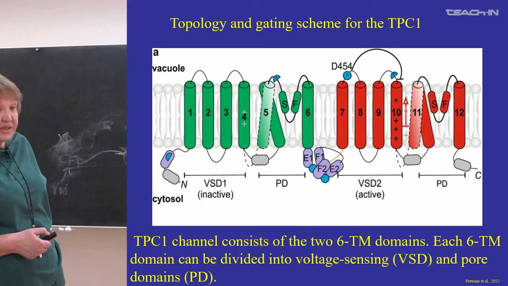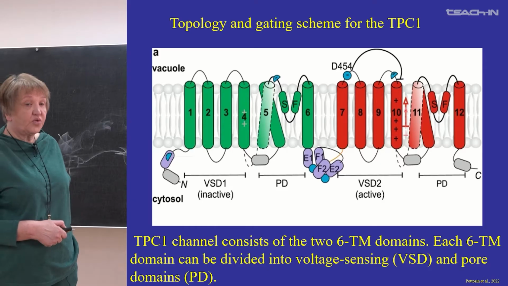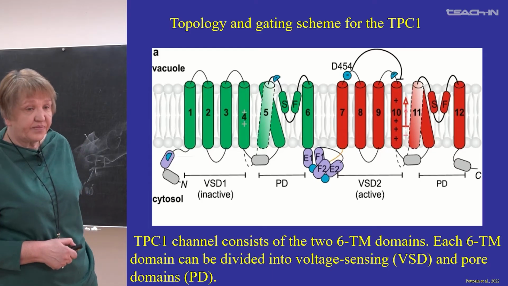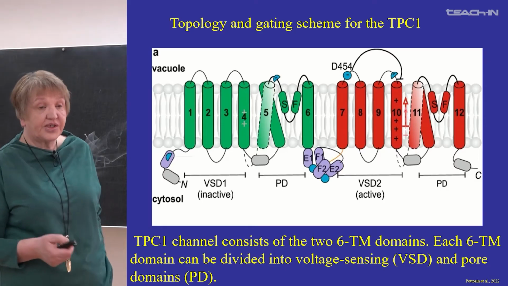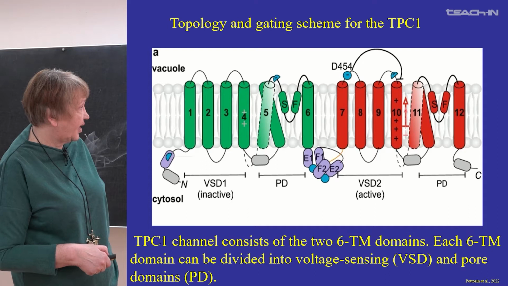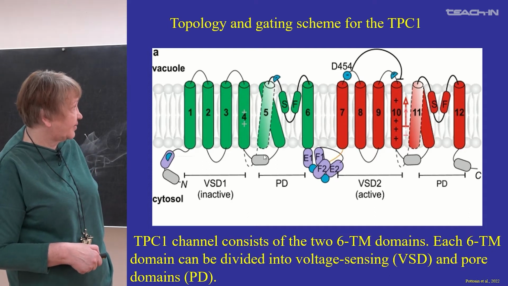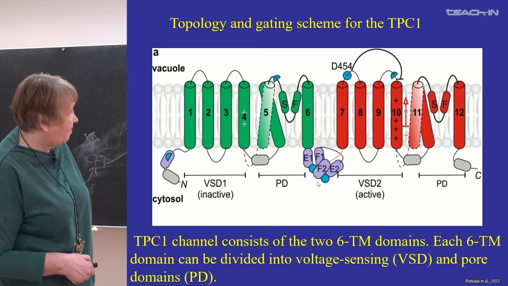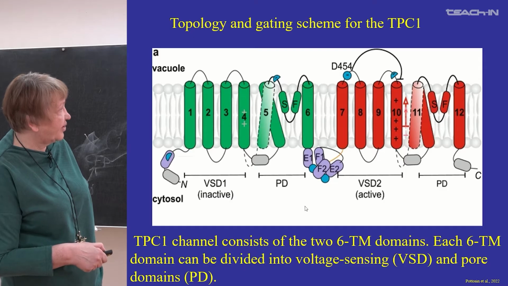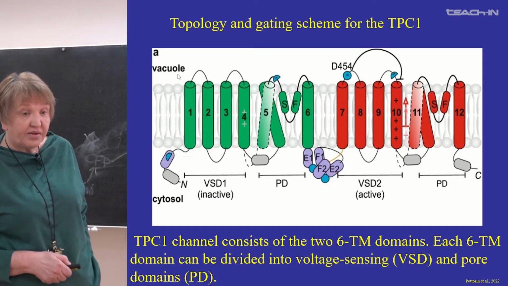It consists of two 6-transmembrane domains, and each contains voltage sensing and pore domains. And this is the EF hand, and this part is in the cytosol, and this part is in the vacuole.